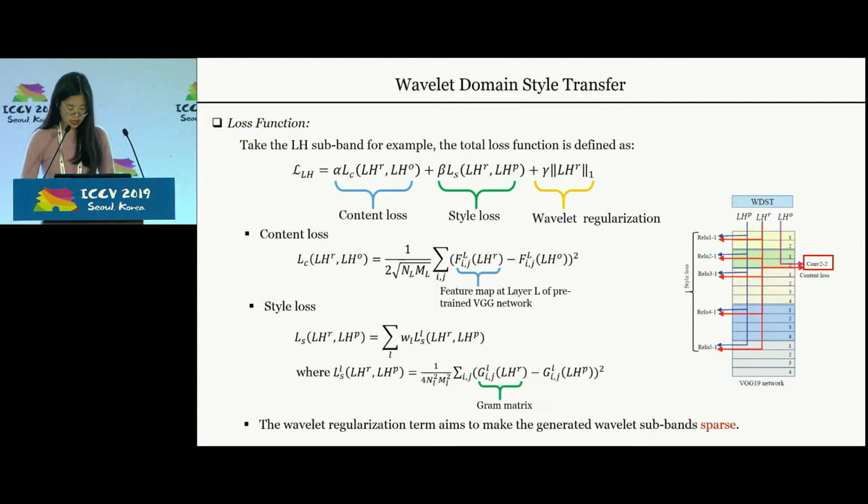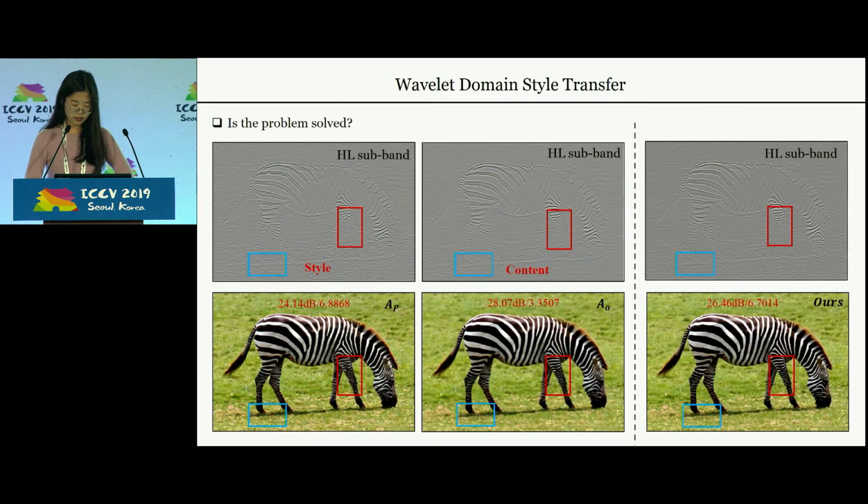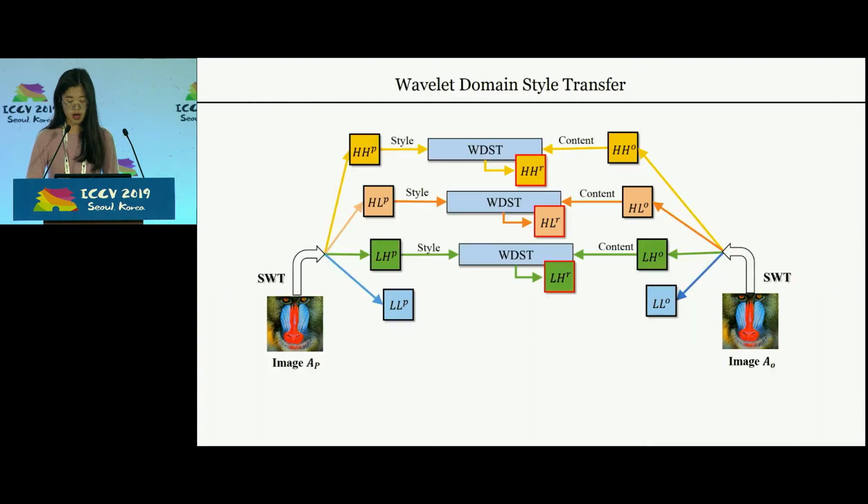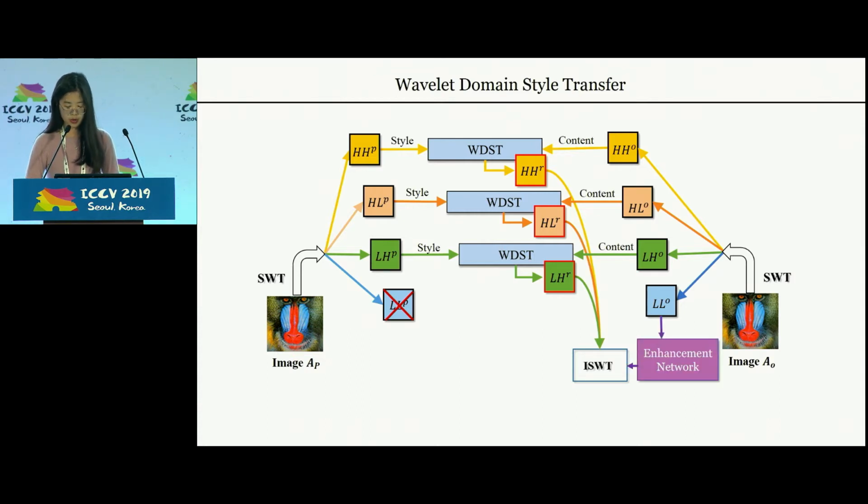All right, after style transfer, let's see whether the problem is solved. We can see that after style transfer, the messy structures have been corrected successfully, and also the details are preserved. For reconstruction, the low-frequency band can either be directly from the image AO or through an enhancement network, which further improves its objective quality. And then we reconstruct the image using inverse SWT.